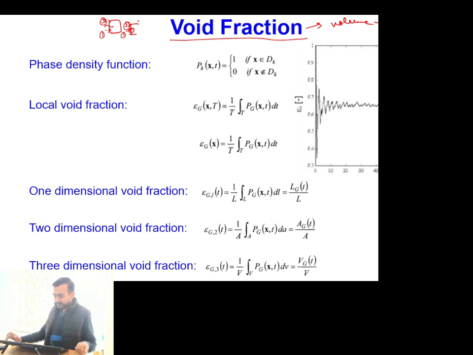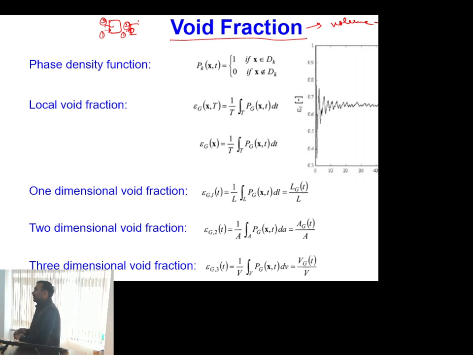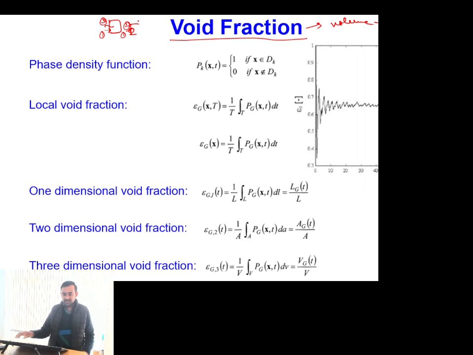So to understand this, or to experimentally measure this, we have to first make some mathematical background, so that based on that mathematical background we can design the measurement system with the help of which we can measure the local and instantaneous variation of void fraction. Okay, so the first mathematical function we are defining is the phase density function.